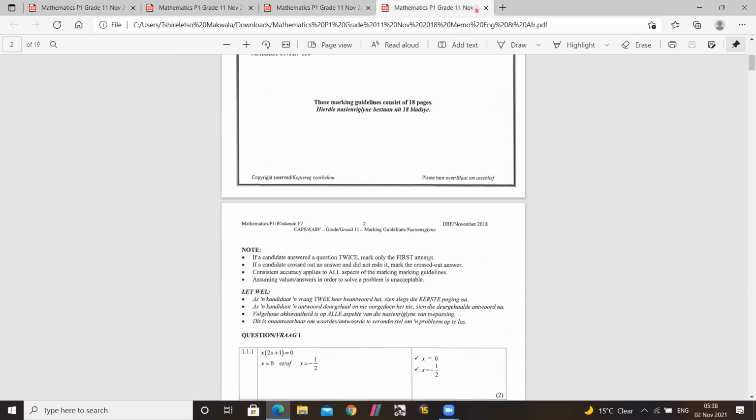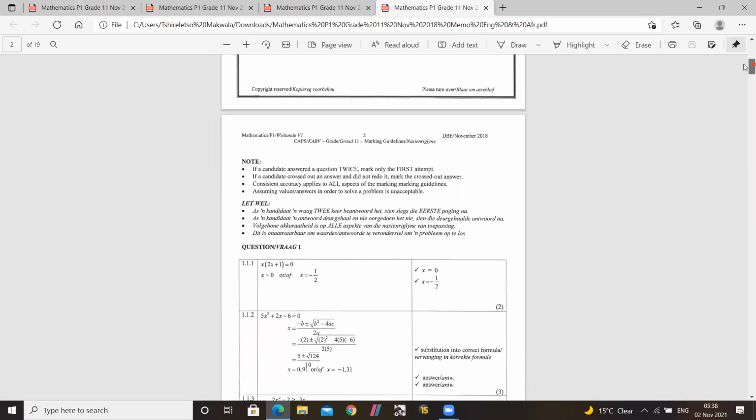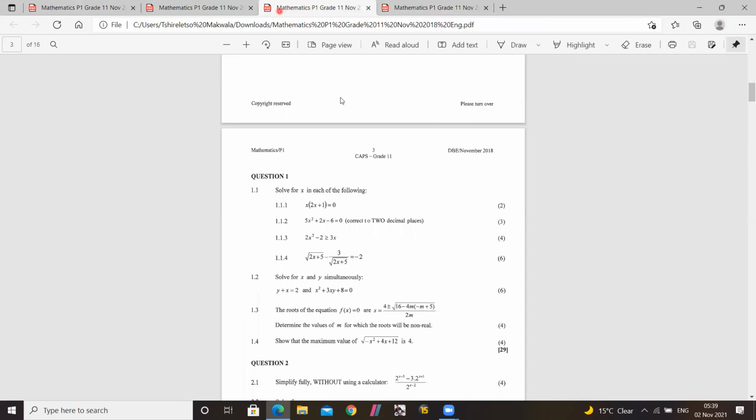So let me show you the answer here. So 1.1.2, they just put that formula, then substitute into the formula. Like b is 2, c is -6, and a is 5. And you get the answer. Okay, let's move on. That was the second type of question.